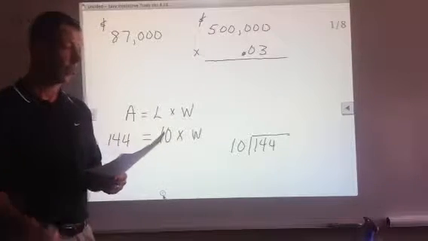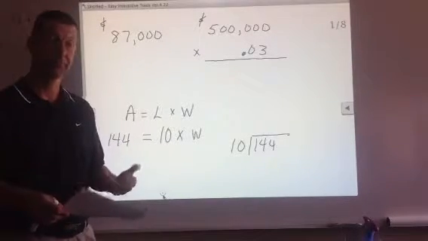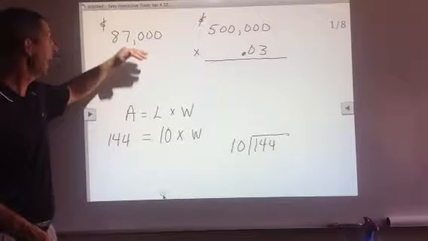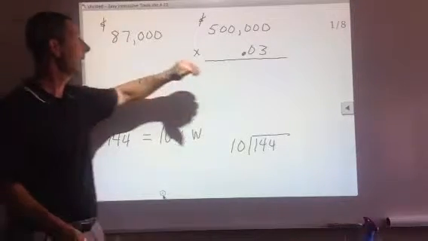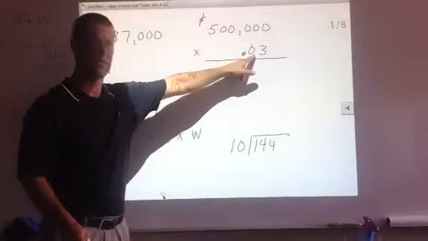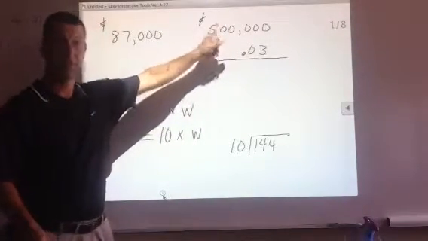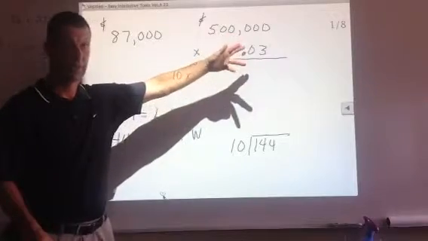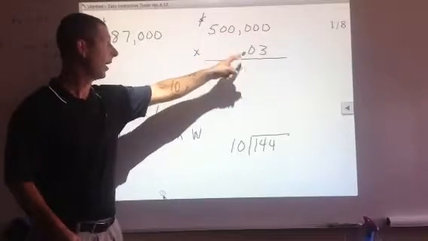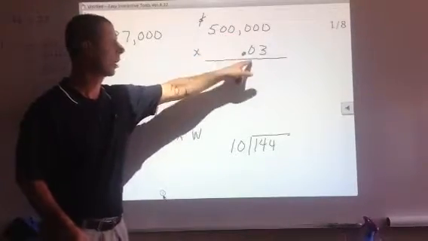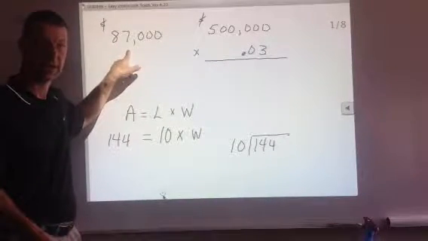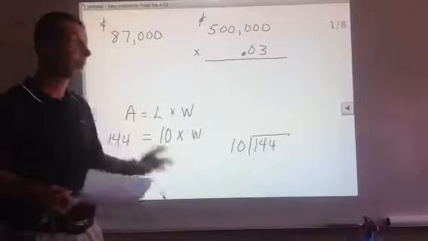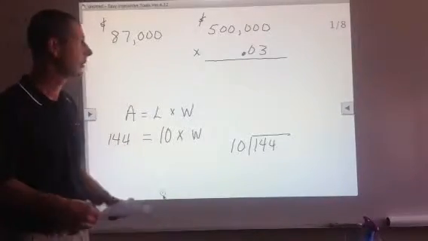Okay, so the first one deals with commission. This individual has a salary of $87,000, and they make 3% commission on $500,000. So what we've got to find out is how much this is going to come out to, and it can be added on to the $87,000, and that's how much they're going to make that particular year.